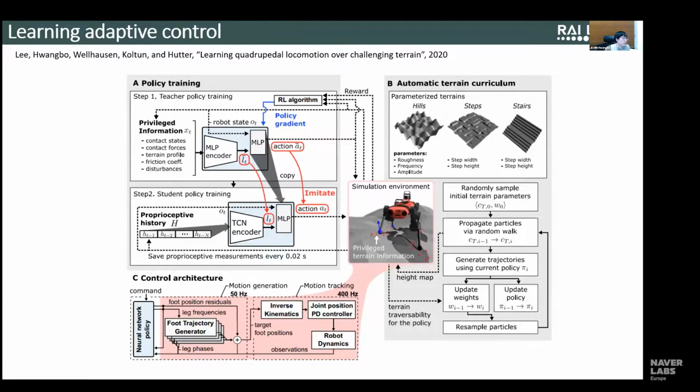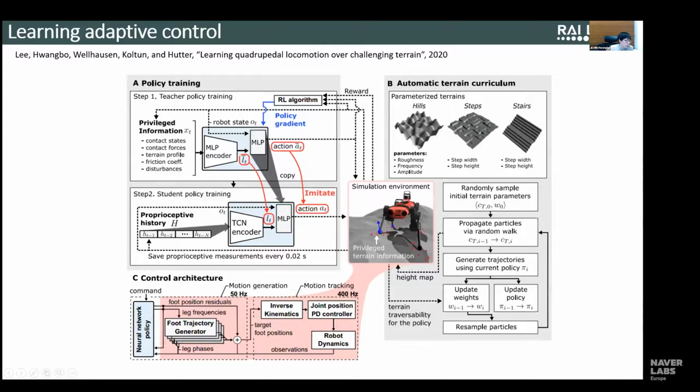So what we did here is we trained an MLP encoder, which maps privileged information. These are pieces of information that you can obtain from simulation. You can get a bunch of properties of the terrain, such as contact states, contact forces, terrain profile, friction coefficient, and so on. You feed it to an MLP network, and you map it to a small latent vector.